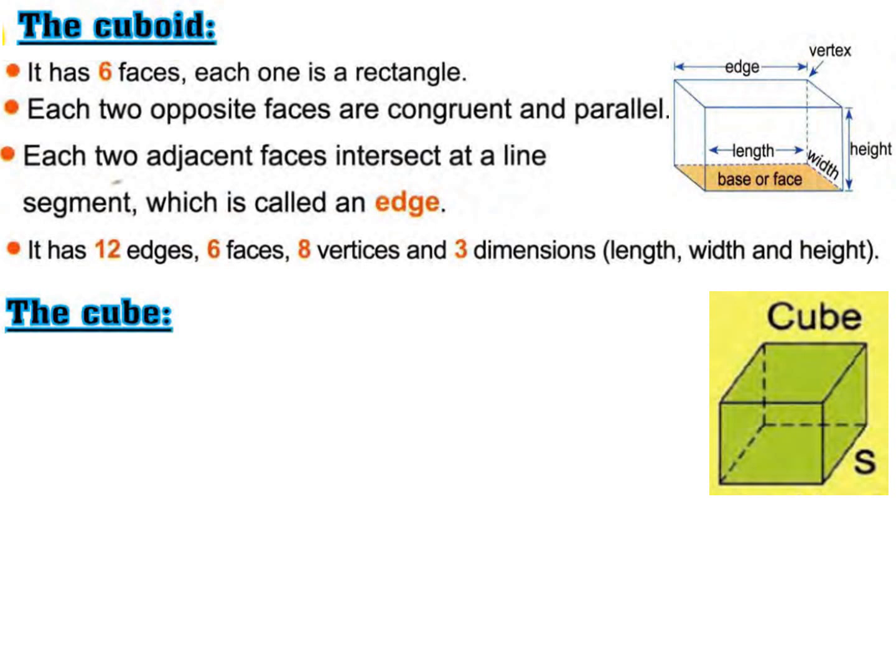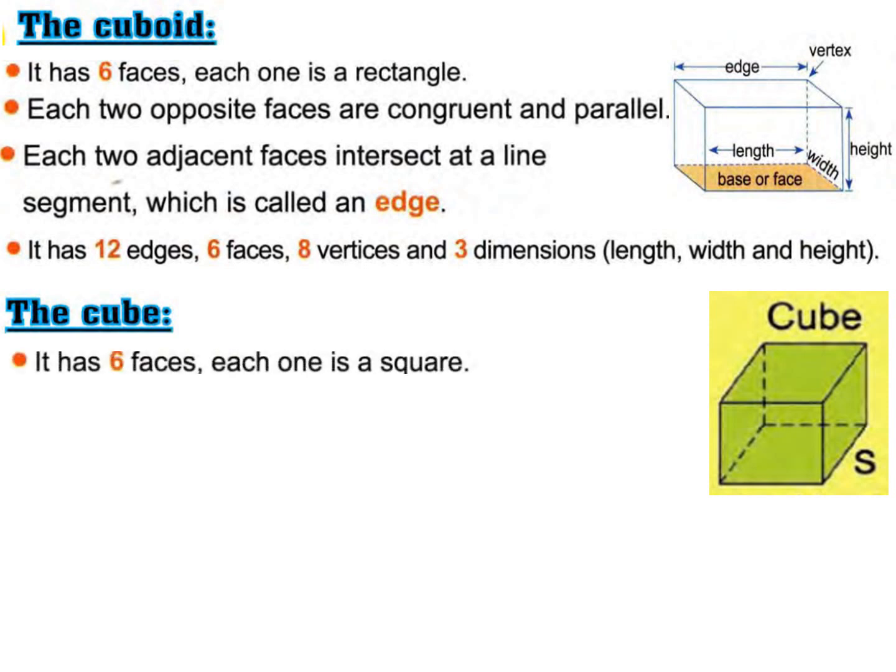All faces are congruent, each two opposite faces are parallel, and each two adjacent faces intersect at a line segment called an edge. The dimensions are three: length, width, and height. But in this cube, each face is in the shape of a square, so the side or the edge of this cube is called the edge length or the side. The three dimensions are equal in length: length equals width equals height in this cube. So we can call the three dimensions the side length or edge length.